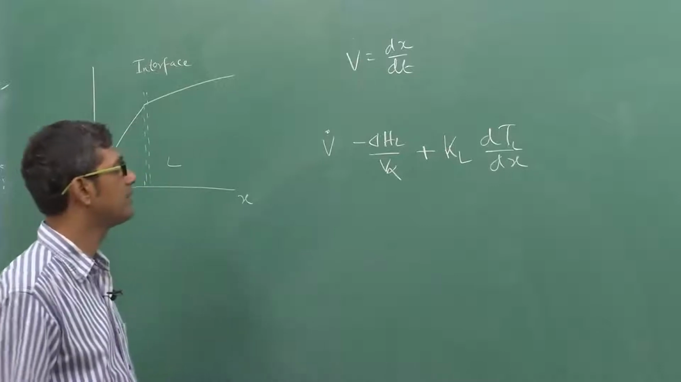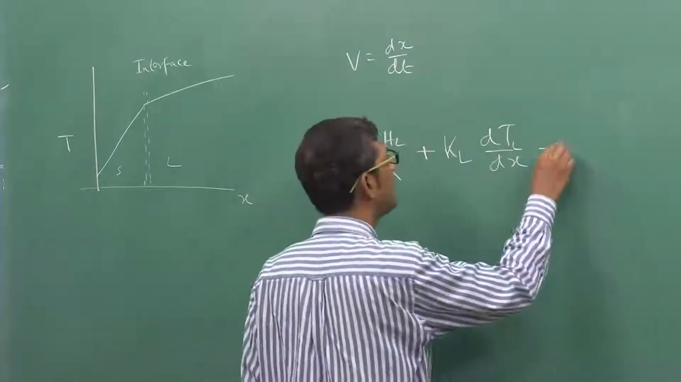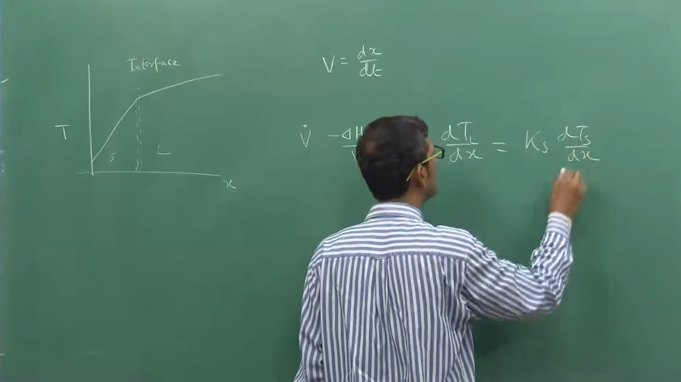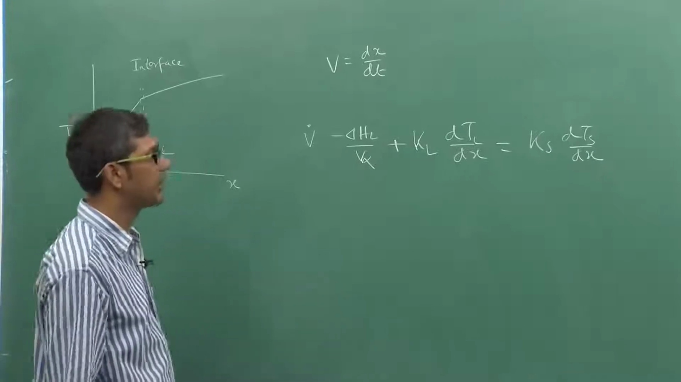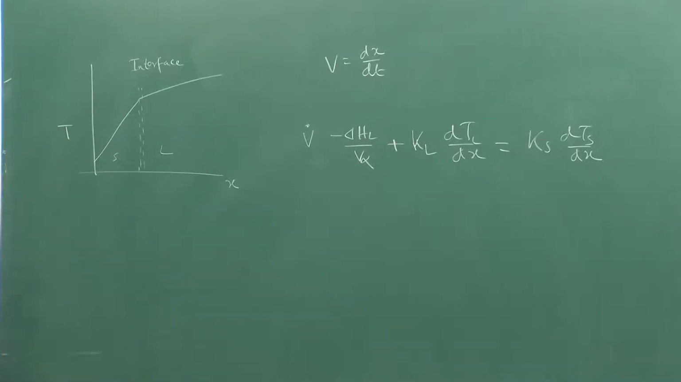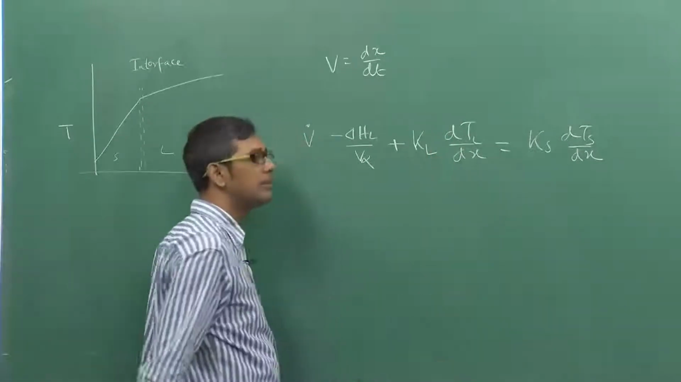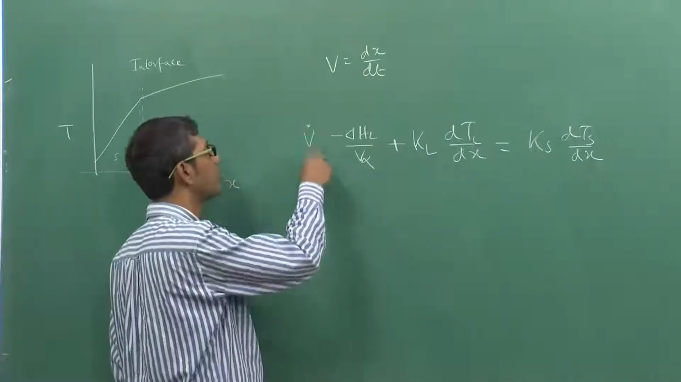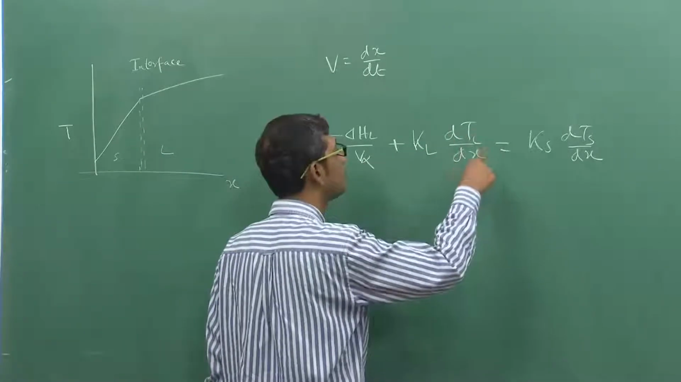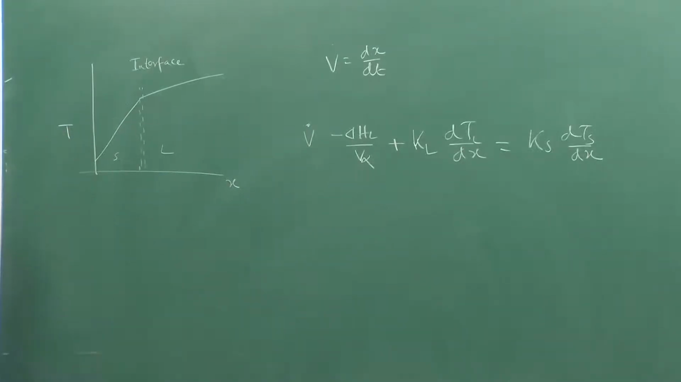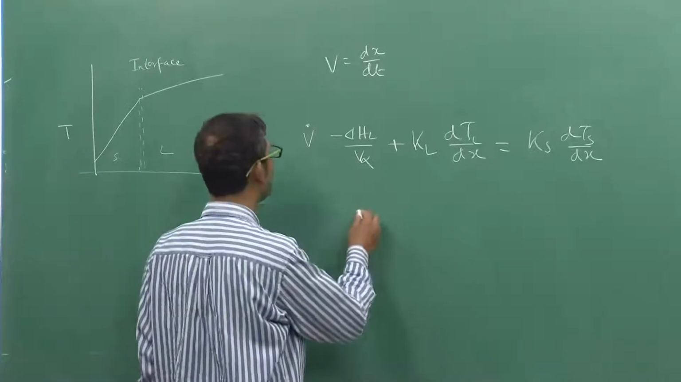thermal conductivity, as you know, this is the Fourier term, must be equal to the temperature gradient in the solid multiplied by the conductivity of the solid. So KL and KS are the thermal conductivities of the liquid and the solid. So at a steady state, this must be satisfied. The heat generation rate, this is V dot, plus the heat transport to the liquid, must be equal to the heat transport to the solid. So this actually allows us to calculate what is the V dot.